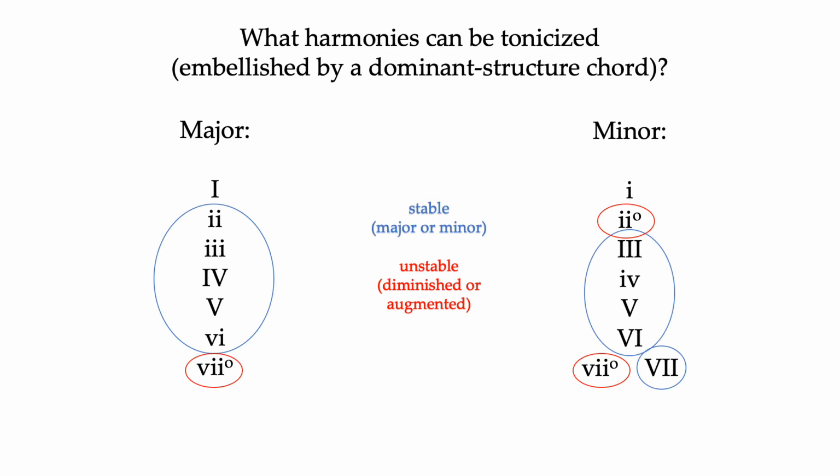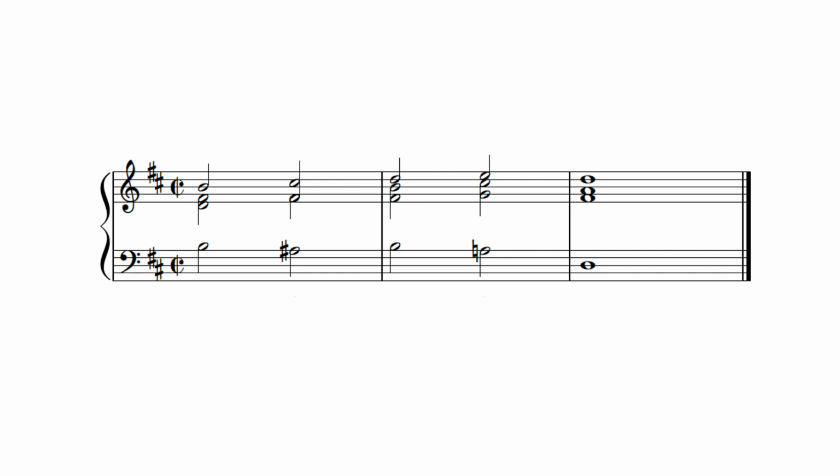And then what can be tonicized? Again, we're talking about just stable chords, major or minor chords. Unstable chords, diminished and augmented, cannot be tonicized using any sort of applied dominant function anyways. So let's see just a few examples of how tonicization can play out in different contexts. So here's the first example.